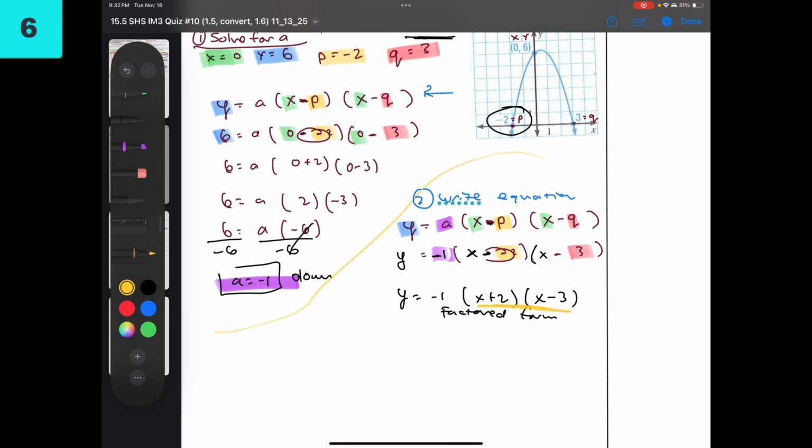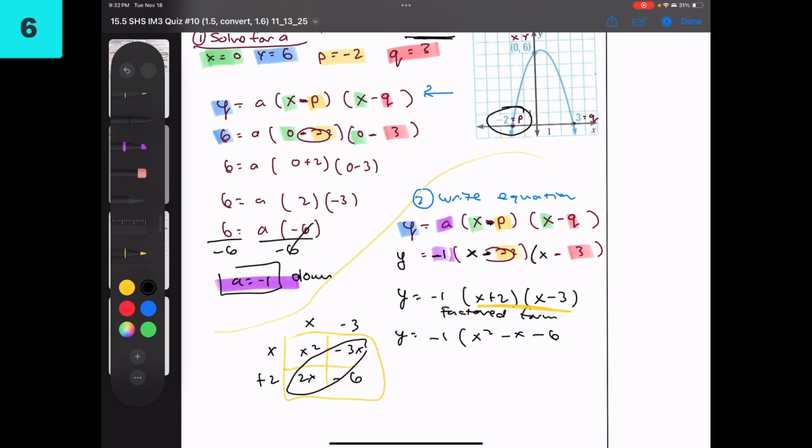So I'm going to multiply these. X squared minus 3x, 2x minus 6. So you get x squared, combine like terms right here, minus x minus 6. And you can distribute the -1, so you get -1x squared plus x plus 6. And this would be your grand finale answer.